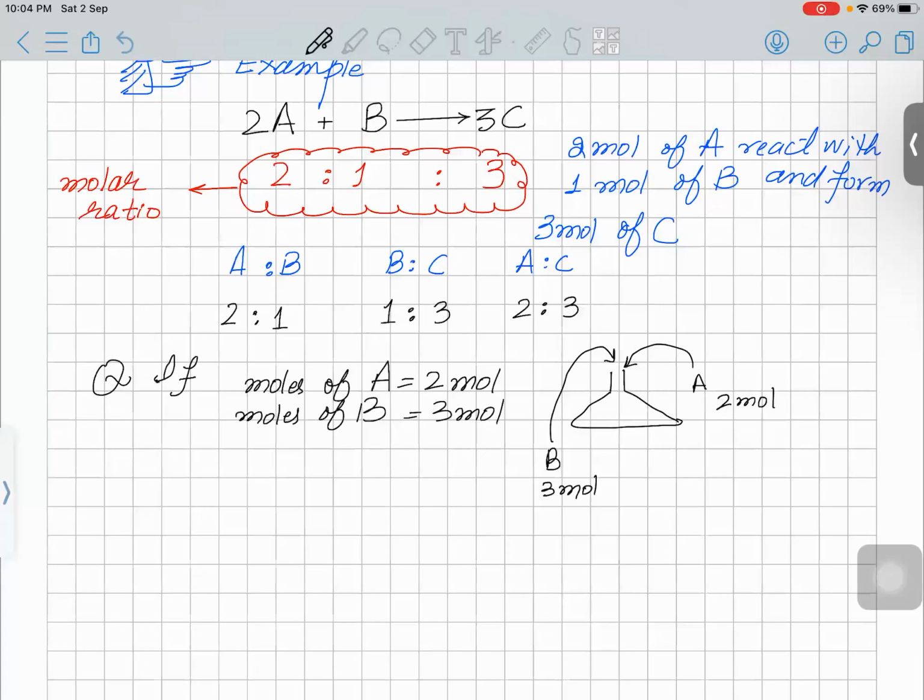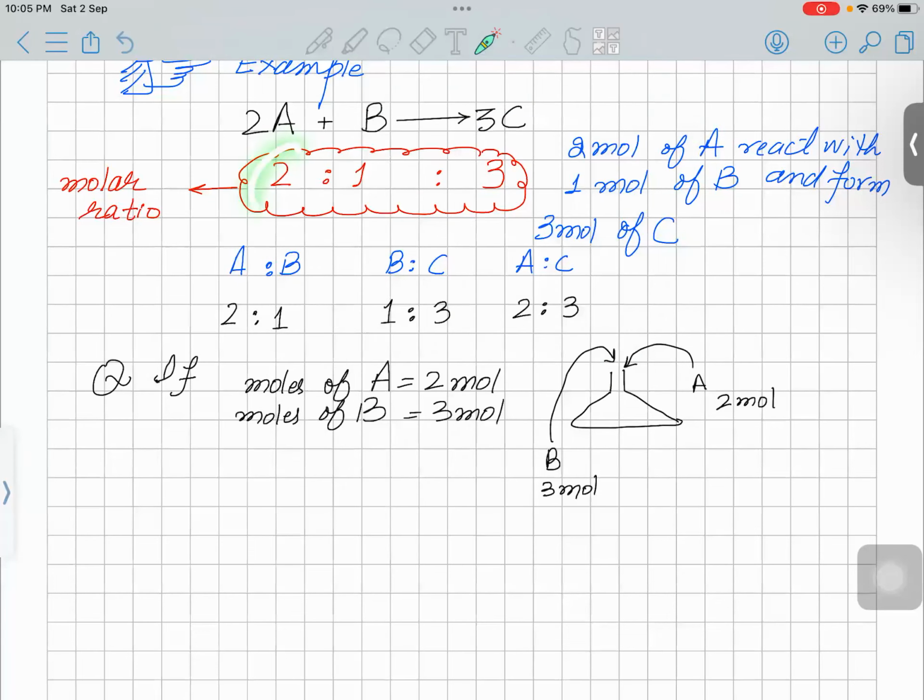You know that, now listen. You know that 2 moles of A react with 1 mole of B. So according to the equation, 2 moles of B are wasted. Are you getting my point or not? Now look at the equation.